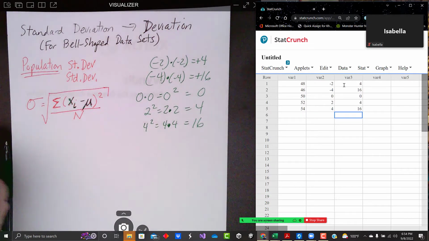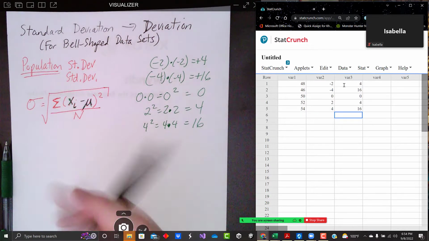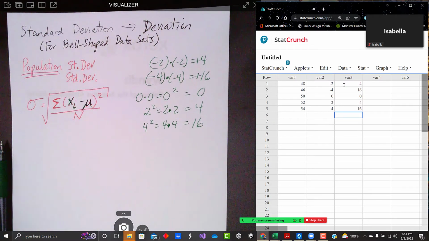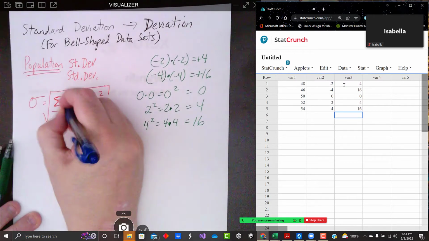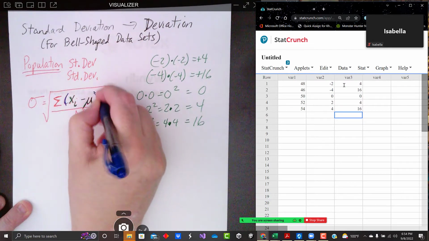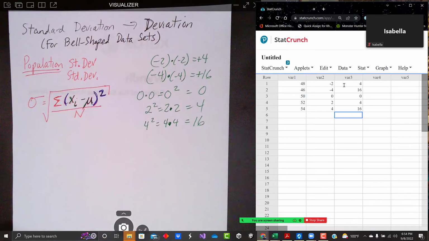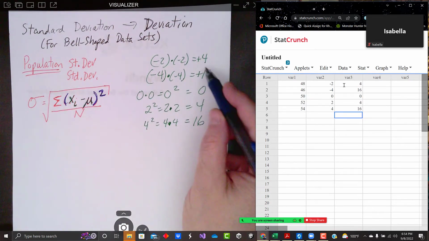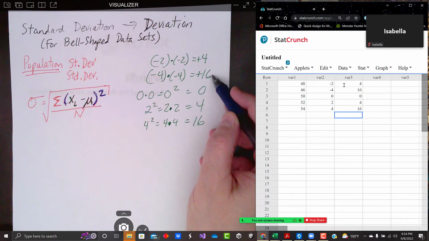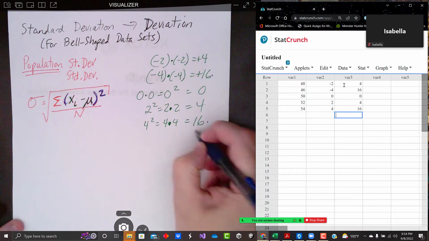Then what you do is you add them all up. Okay, so what we just did there is we did the square part. We add them all up. If I add them all up, I get 4 plus 16 is 20. And I have another 4 plus 16 down here is another 20. Those add up to 40.